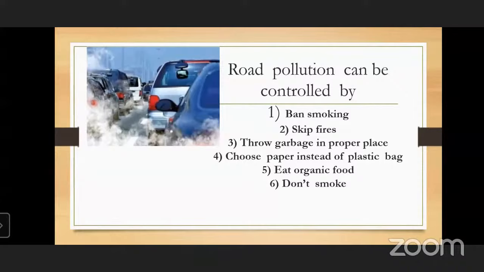Fifth is eat organic food. We don't have to eat junk food that is there on the road. We should use organic food. We should eat healthy food.